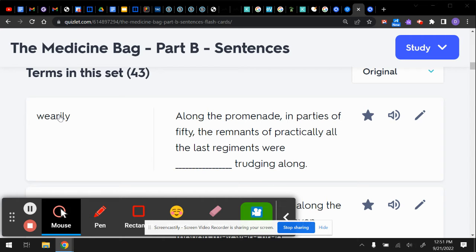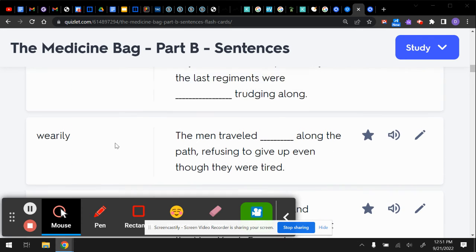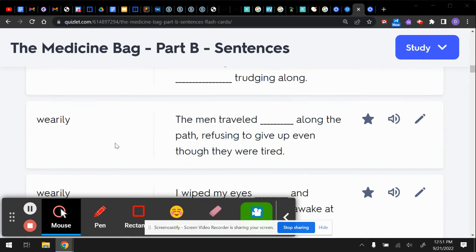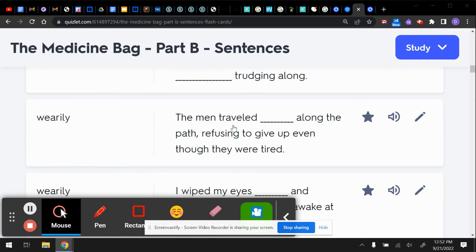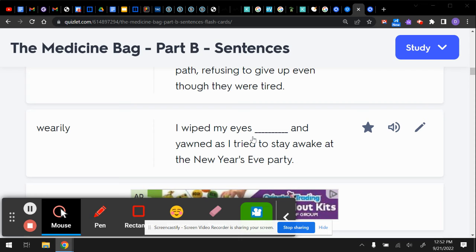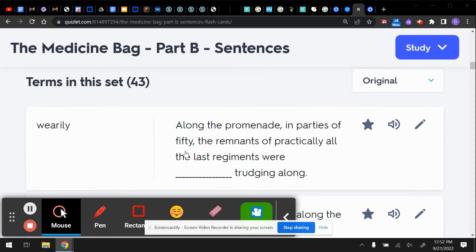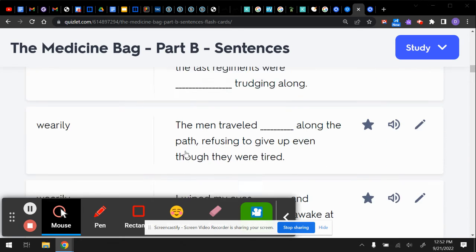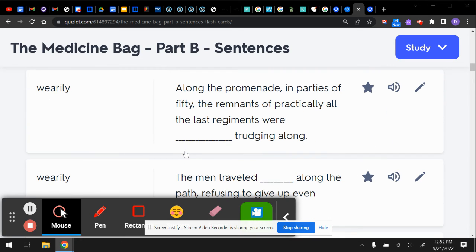Now I'm only using one sentence per term. So the next sentence, because I have to do 5 for each vocabulary word, is also the term wearily. And now I have a new sentence. The men traveled blank across the path, refusing to give up even though they were tired. And my next one is wearily. I wiped my eyes blank and yawned as I tried to stay awake. So all three of those sentences would be completed by the word wearily, but I make a new term every time.